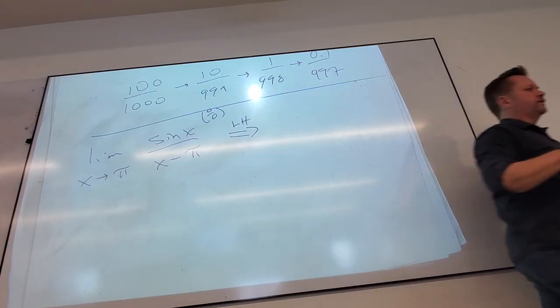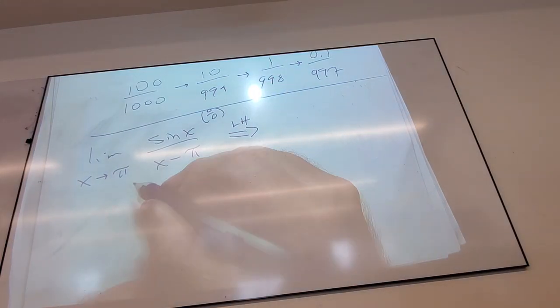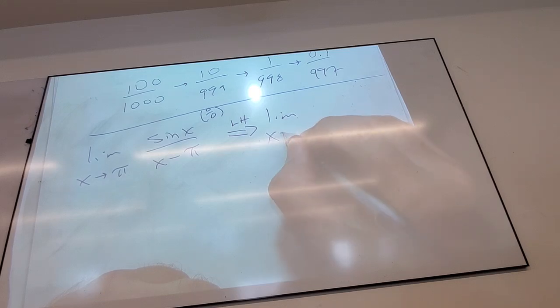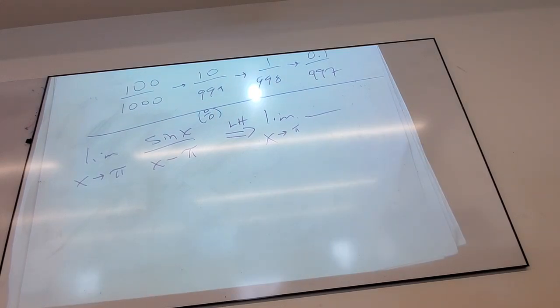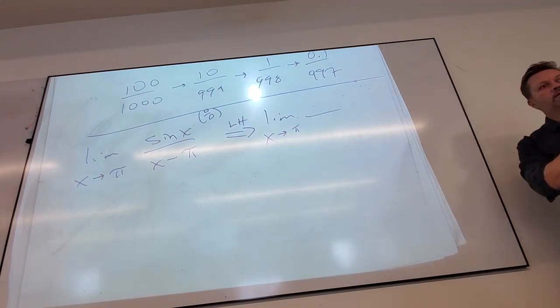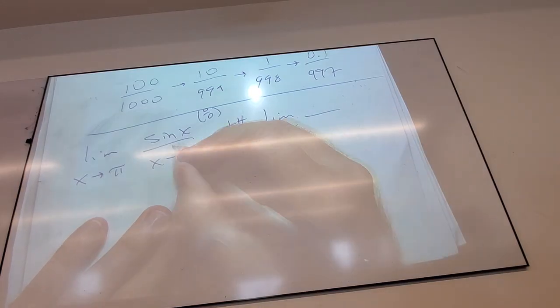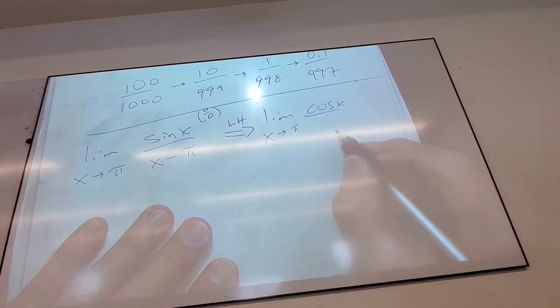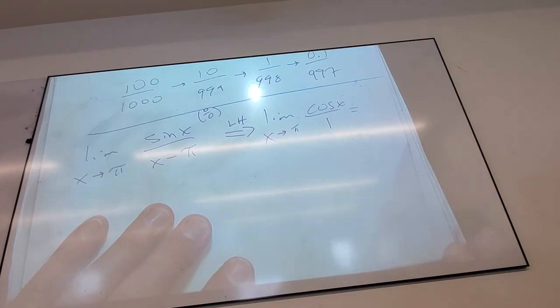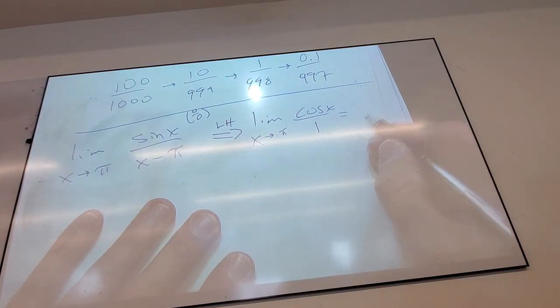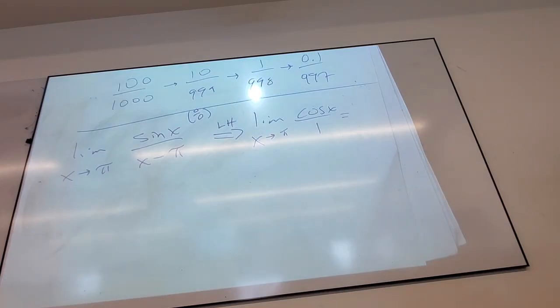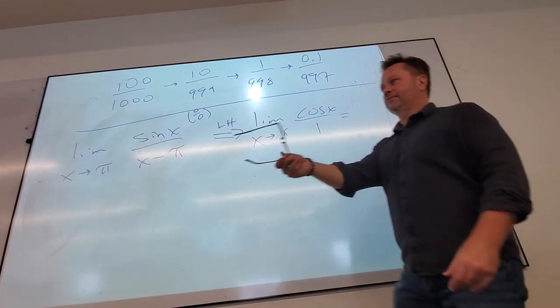What does L'Hopital say to do? This limit will be the same as what? First derivative, so cosine. Good. Pi. Derivative of the top. Derivative of the bottom is 1. So then what's the answer? 1 over 1. Almost. Pi over 1. No. What's cosine of pi? Negative 1.